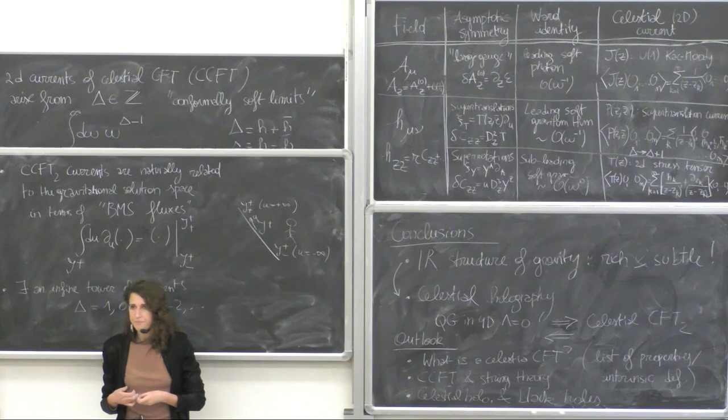Can you maybe give an example of a memory effect in gauge theories? I mean, what should I think of? A concrete, very simple-minded example.